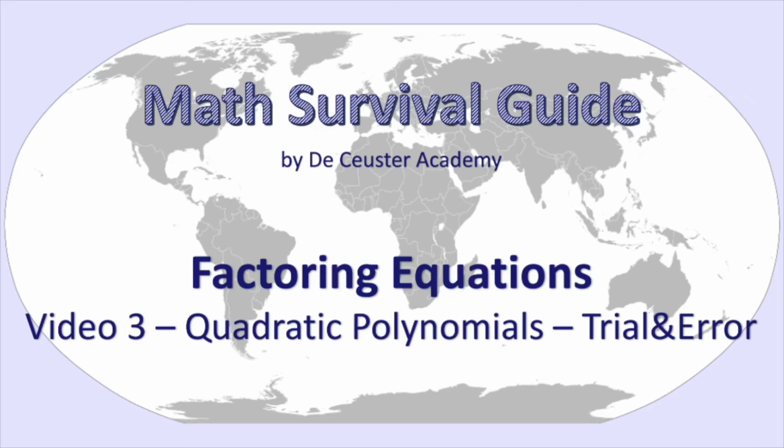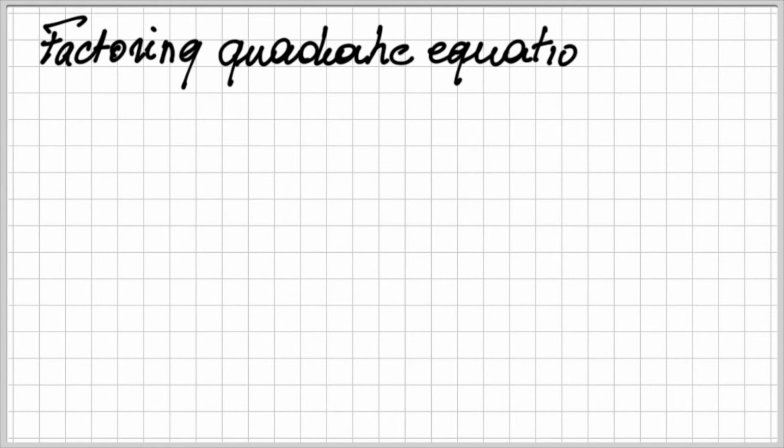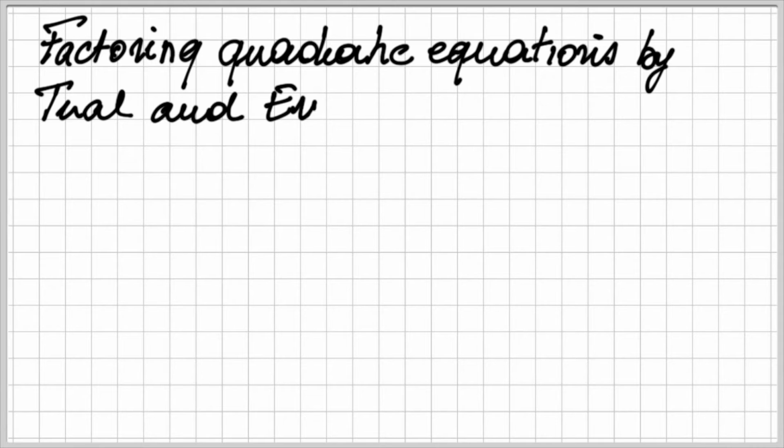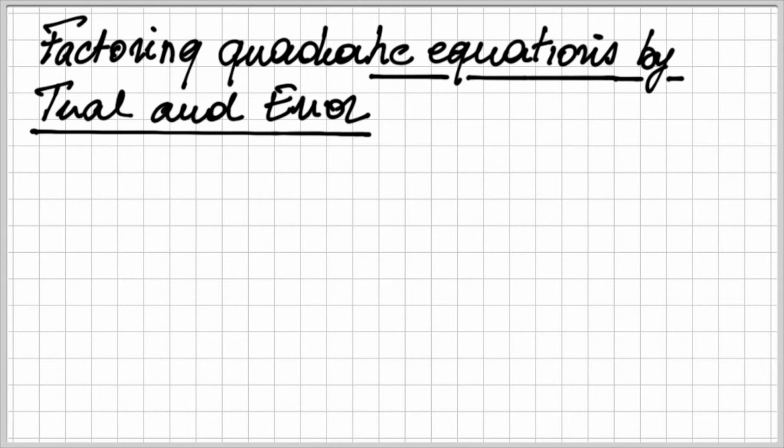So what we're going to do here, we're looking at quadratic polynomials, and we're going to use the method of trial and error to factorize the equation. It's a very interesting way to find the factorized form. There are different ways of factoring equations, but now we're looking at this trial and error method. So basically, when we are factoring quadratic equations, we use the method of trial and error.